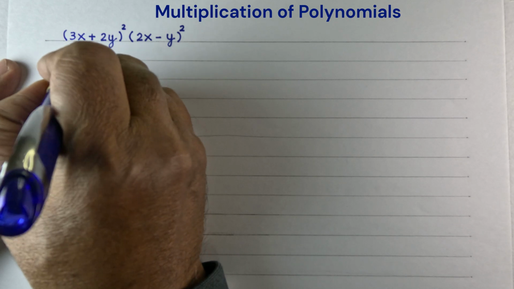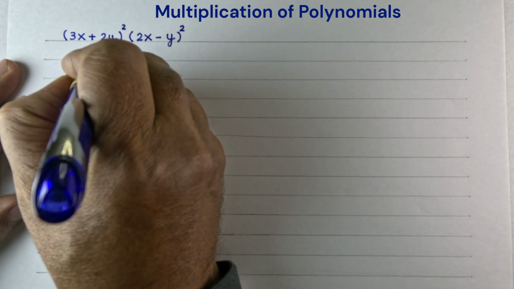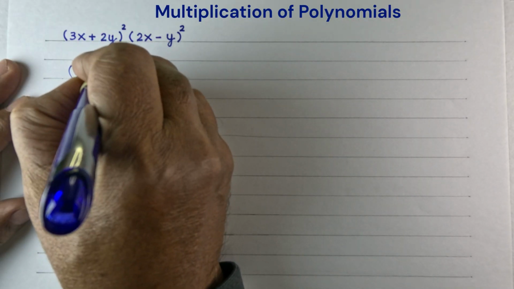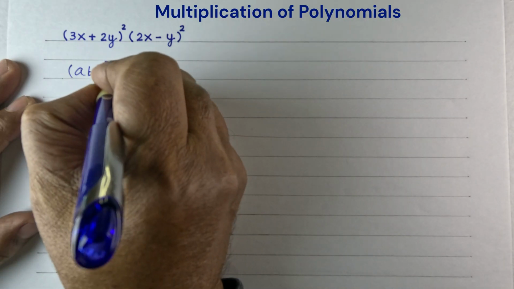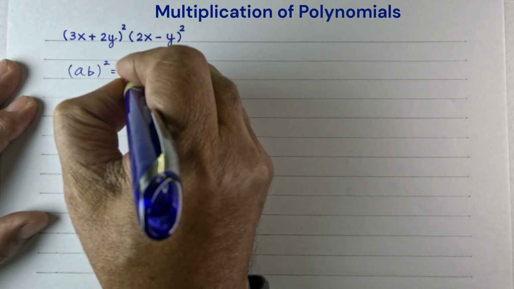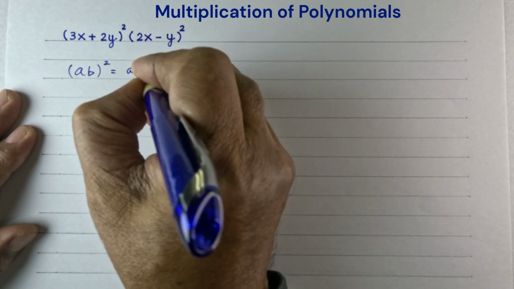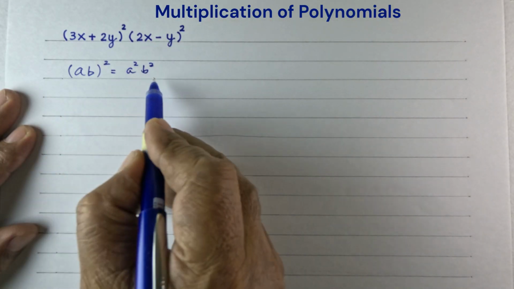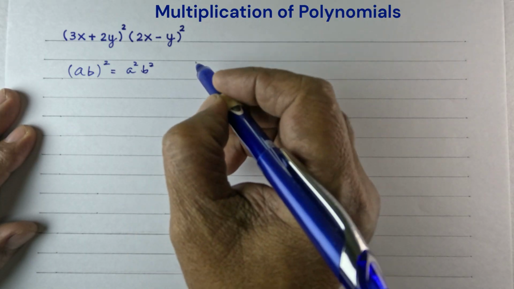So I'll write here (AB) quantity squared is equal to A squared times B squared. So we call this the power of a product rule.